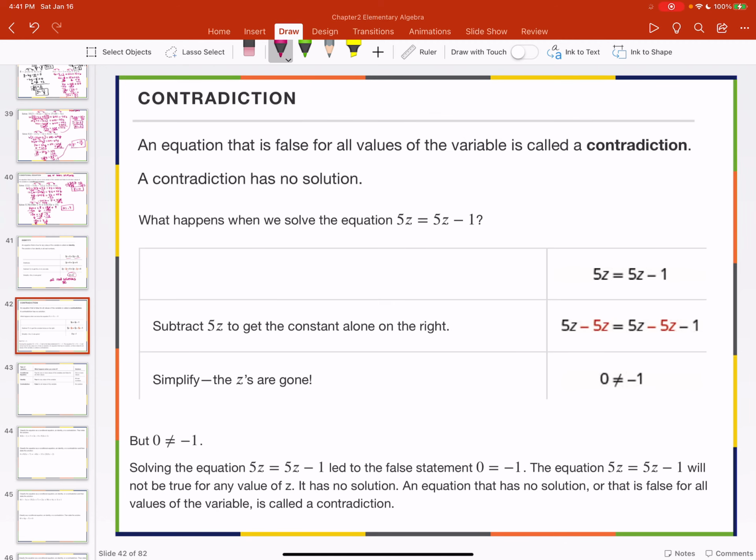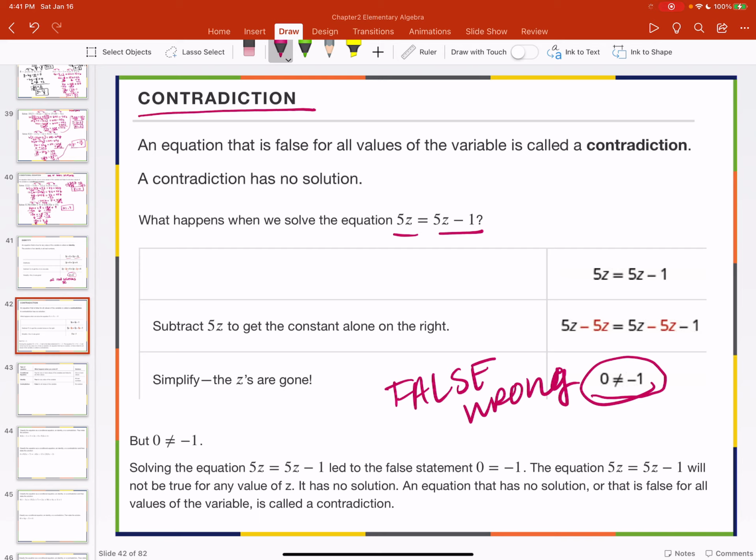Okay. Now, a contradiction is a little different. So let's say if you have this equation, 5z is equal to 5z minus 1. Now, if I was to solve this, subtract both sides by 5z, I get this statement here. 0 equal to negative 1. Well, that's false, right? You know, this 0 does not equal negative 1. So your textbook calls that a contradiction. That's fine. You can say, oh, I have a contradiction because it's not true, which makes sense because how is 5z equal to itself minus 1? So this type of equation has no solution. None, okay?